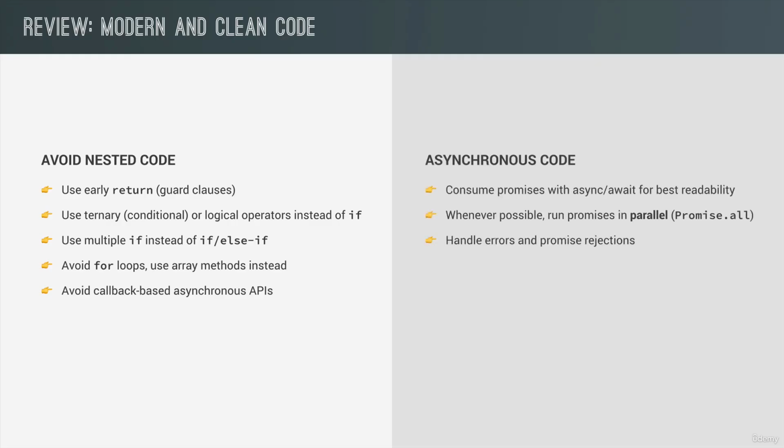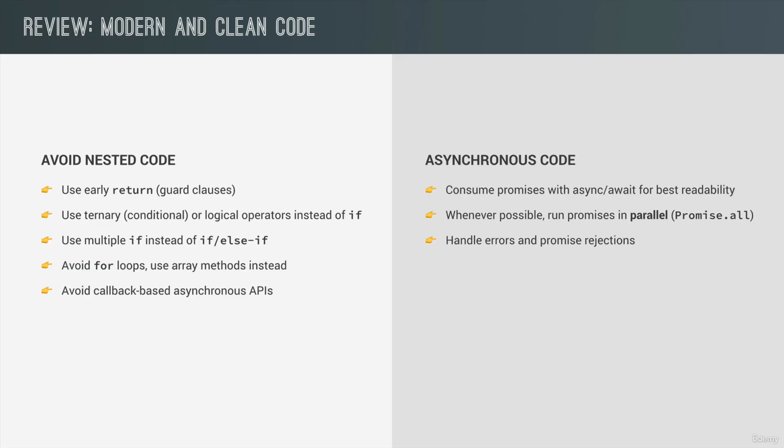So for best readability, always consume promises using async await and not using the then and the catch methods, because these methods actually require callback functions, which will then introduce even more nested code. And so that's, again, something that we really want to avoid. All right, so these two go kind of together. So avoiding callback-based asynchronous APIs and instead opting for using promises and then consume these promises with async await.